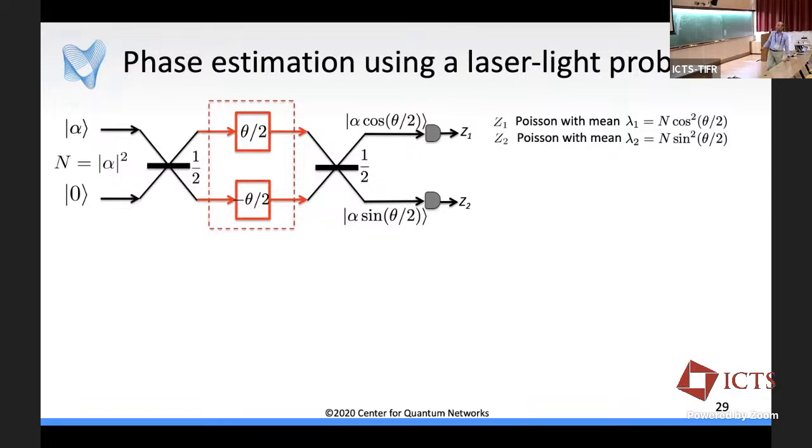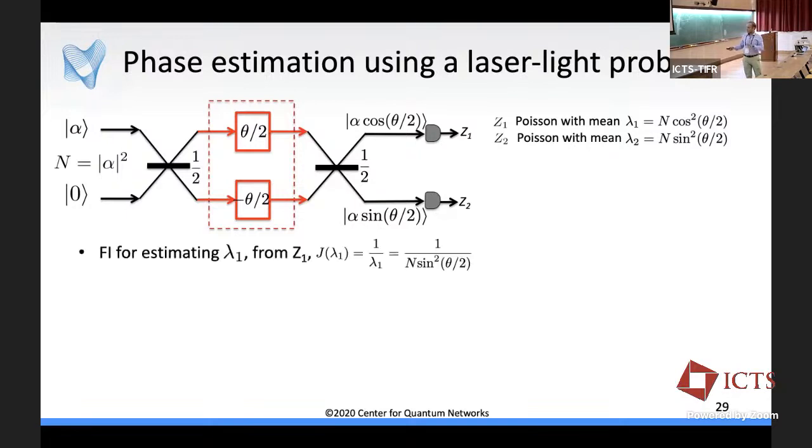Okay, so now I need to calculate the classical Fisher information of this measurement, because I've not specified the measurement. You have a random variable, so you have P of y given x already. And I now need to calculate the Fisher information. So what's the first step? Well, take a look here. We wrote down that for the Poisson distribution with an unknown mean, the Fisher information is given by 1 by x, right? So estimating lambda 1 from z1, lambda 1 being a parameter, which is the mean here, this is the Fisher information.